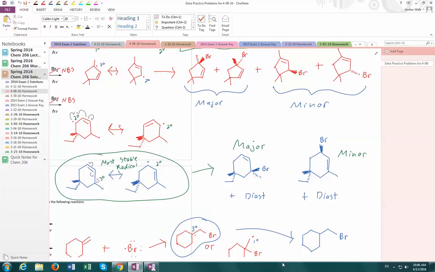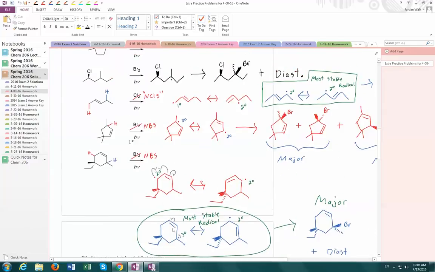Okay? I just wanted to make sure we were on the same page for that. There's a few examples in the homework of allylic radicals where you have multiple possibilities, especially this one right here, so make sure you take a look at that. Okay.